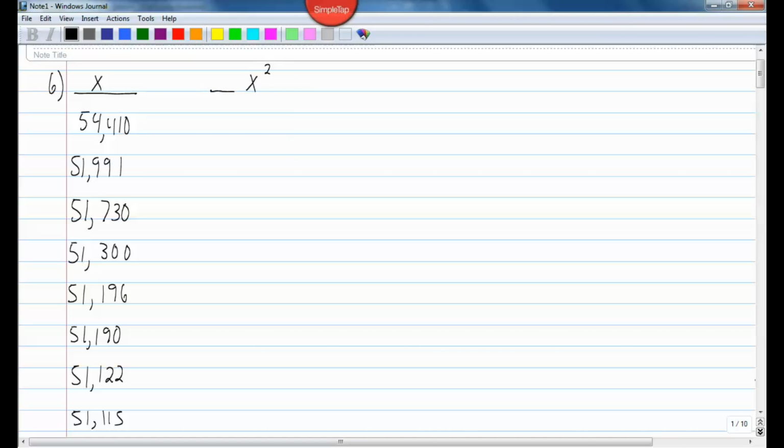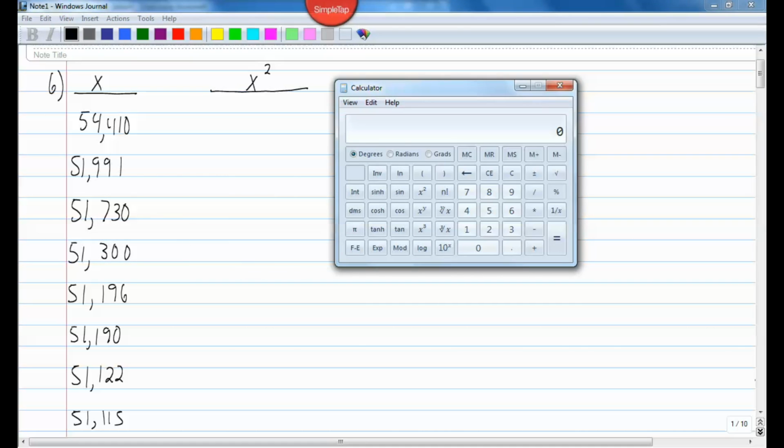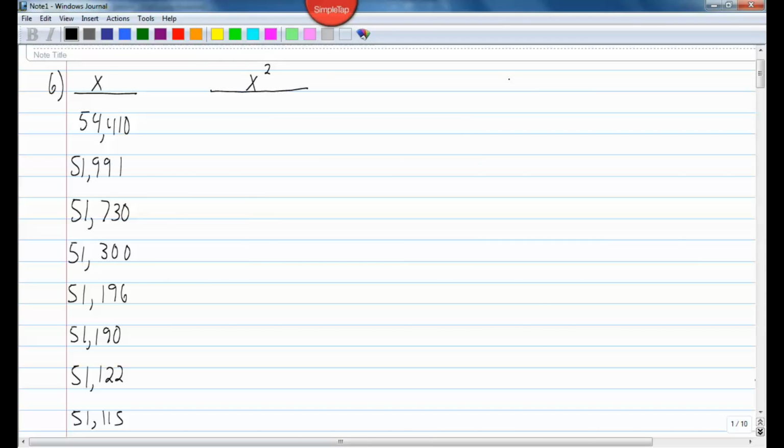So I actually have to take and square 54,410. So you can see that's a really big number. That's 2,960,448,100. So billions, millions, hundred thousands, and then hundreds. So you can see why on a problem like this, one could very easily make a mistake.